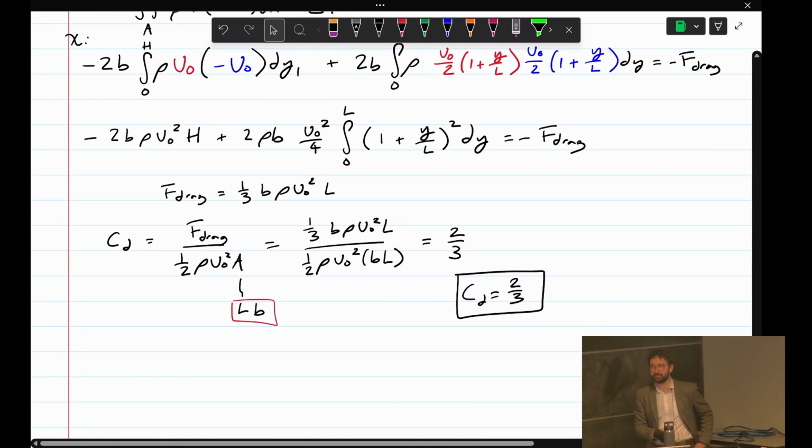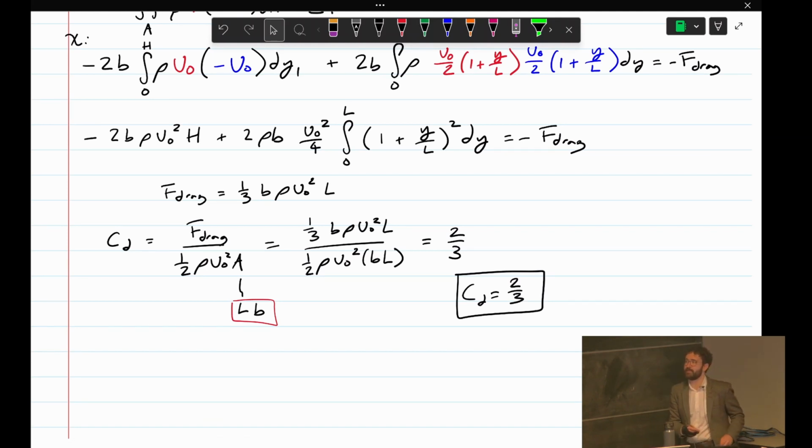So any questions? So for your tutorial this week, there'll be a problem like this, and then there'll also probably be a problem with uniform inlets and outlets.